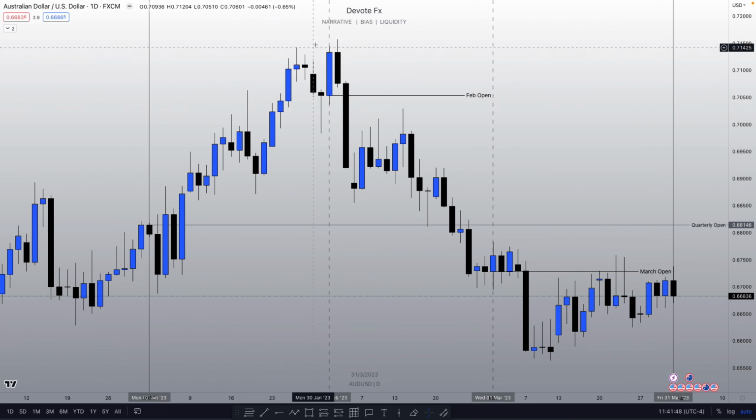Distributes old longs below previous month low. Now price is just accumulating. Really nothing notable for AU in all of March, despite the dollar weakness.